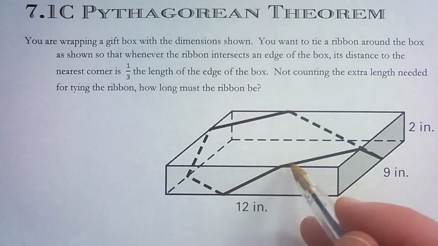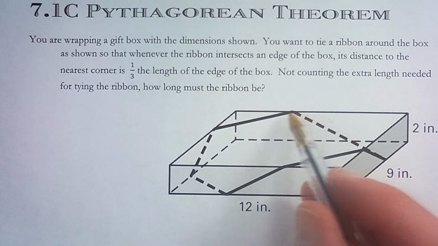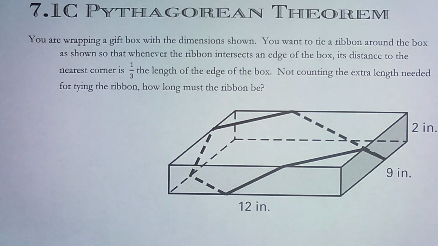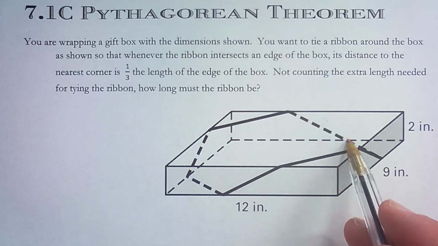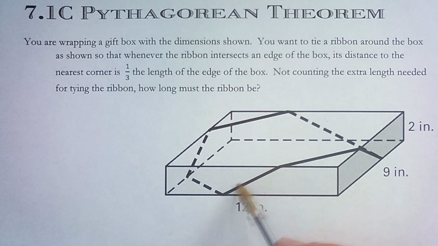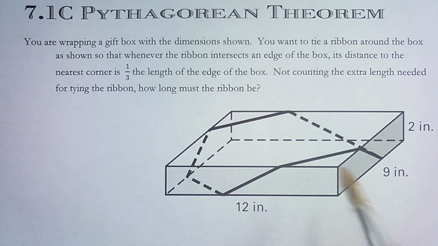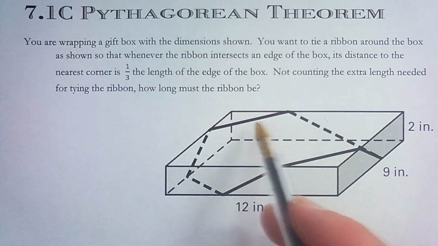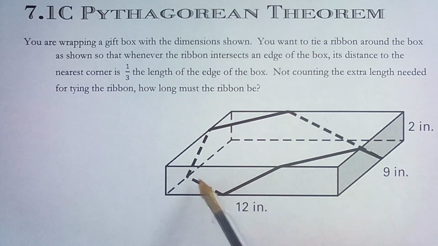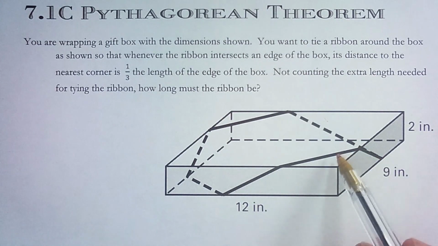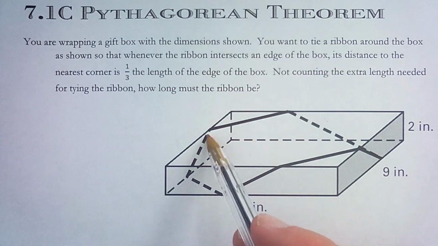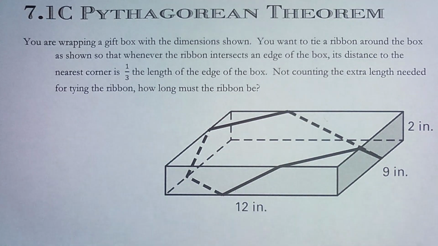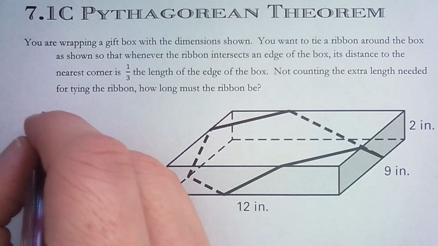So we need to find each length of ribbon going around this box. Okay, so we've got one here on the front that matches one on the back. So if I find this length, I've got this one. So I've got front and back, and then I've got here across the top and here across the top, and then the two across the bottom will match those. So I've got 4 of that length, and then I've got the left and right sides. Okay, so let's start with the front and back.